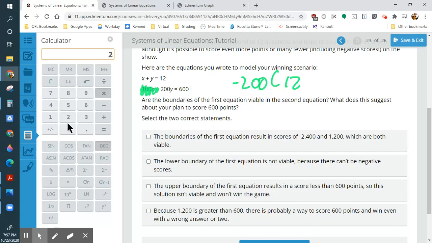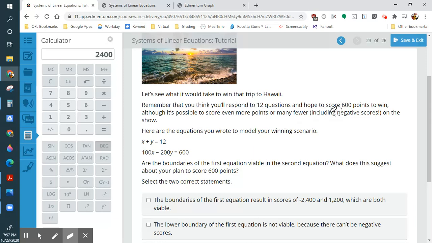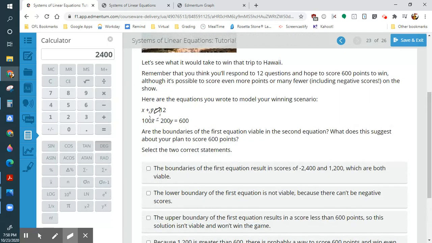So 12 times 200. That's why we get negative 2,400. But guess what? It said the first equation, so that's more of our second equation, right? The boundaries of the first equation result in that, which are both viable. Not viable for this. We want a trip to Hawaii and hope to score 600 points to win, although possible. So it's more of the second equation.